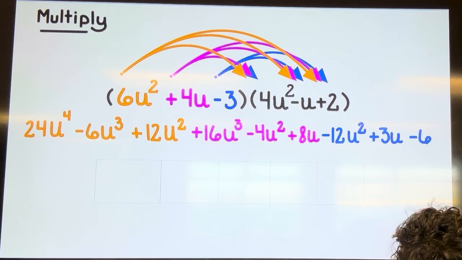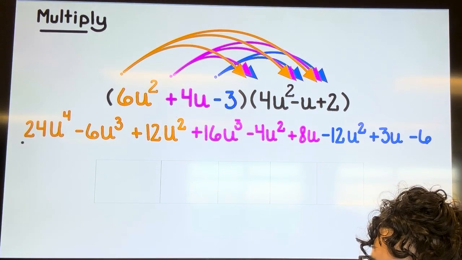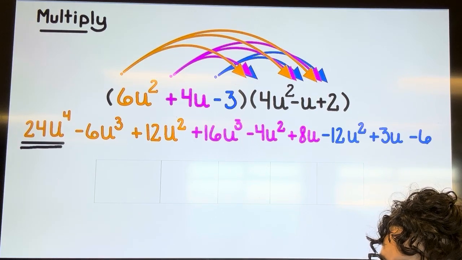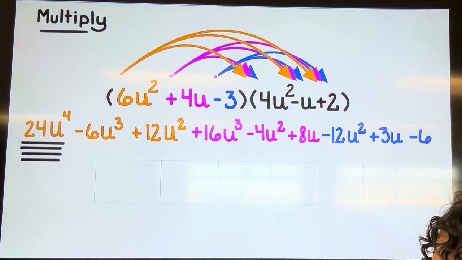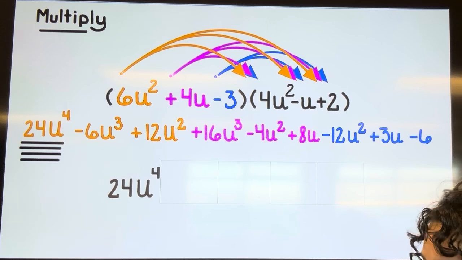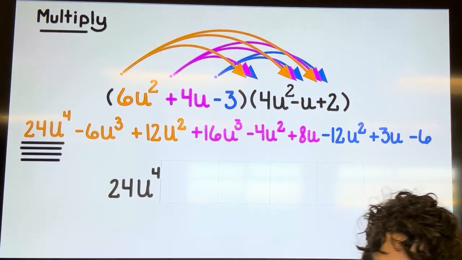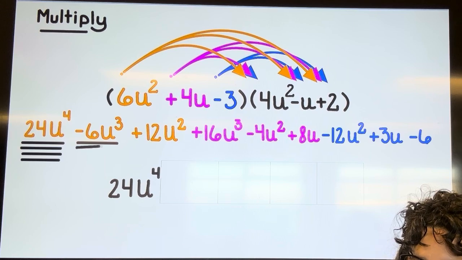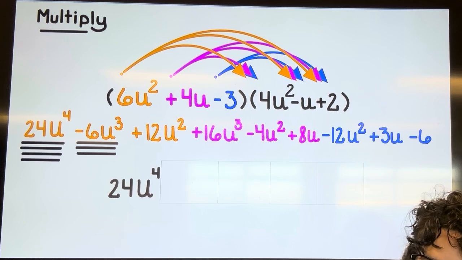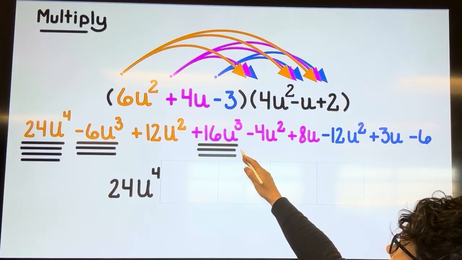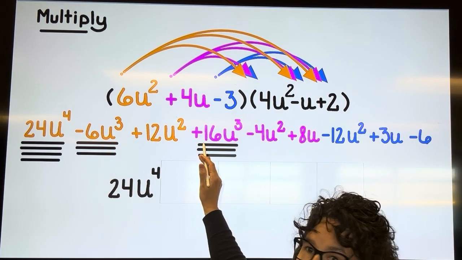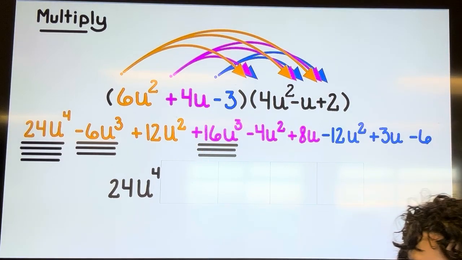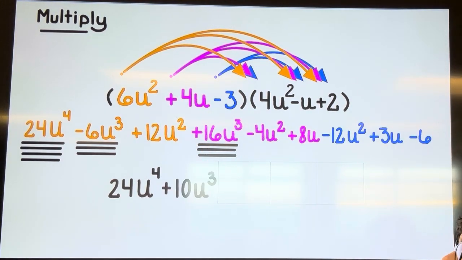So let me just make some symbols here. All right, I've got 24u to the 4th, and I don't see any other u to the 4ths here. So I'm going to have 24 of those. Then I'm going to look for the 3rd powers. So I have negative 6u to the 3rd. I also have 16u to the 3rd. And that's the only ones that I have u to the 3rd. So negative 6 and 16 make 10. So I have 10u to the 3rd.